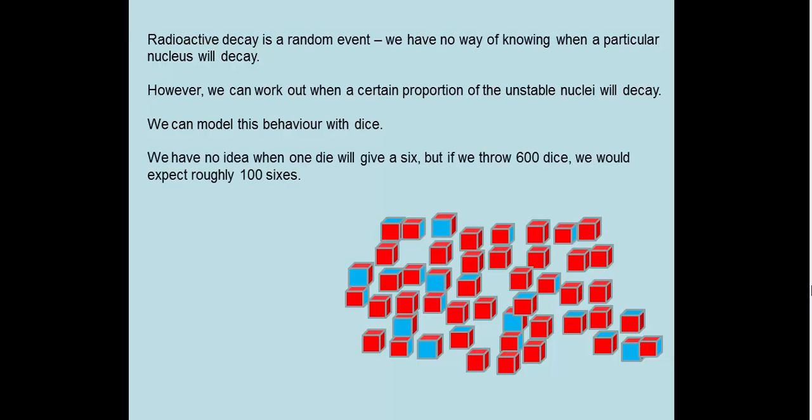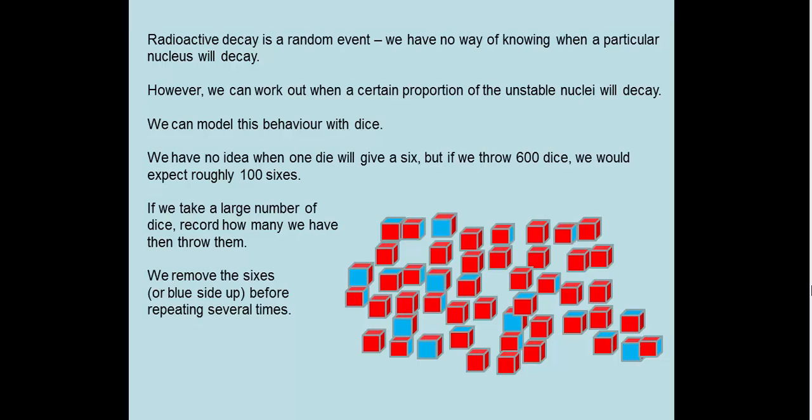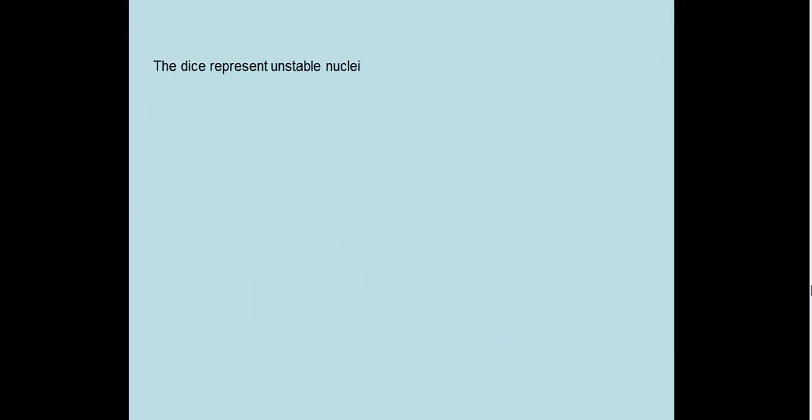We have no idea when one die will give us 6, but if we throw 600 dice, we'd expect roughly 100 sixes. Here, for simplicity, I have given the cubes one blue face. I'll refer to this as the blue face or sometimes as a 6. If we take a large number of dice, record how many we have, then throw them, we remove the 6s, or blue side up as I said, and repeat several times, the dice represent the unstable nuclei.